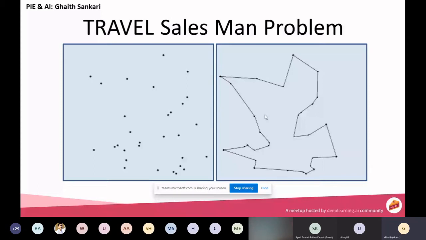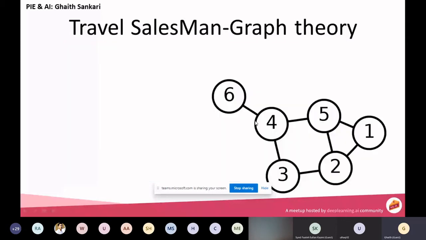So we are talking about the travelling salesman problem because it's easy to imagine right now, but you can imagine how many problems could be solved using this algorithm when we find it. So this is the travelling salesman problem. And according to that, the best way to solve it is using graph theory.